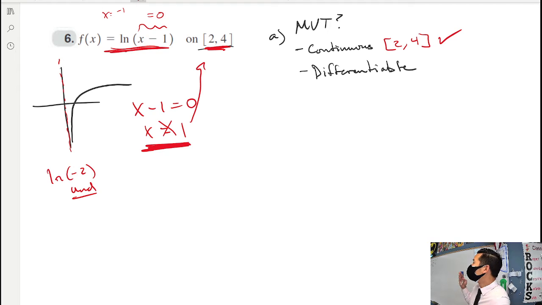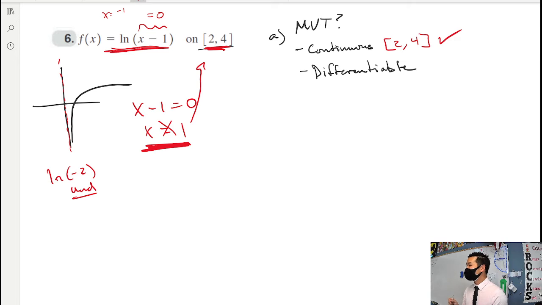Remember, when is differentiability a problem? When it's not continuous, when it has a corner, or a cusp. Corners happen at absolute values. Do we have an absolute value here? No. Cusps happen at radicals with x squared. Do we have that here? No.